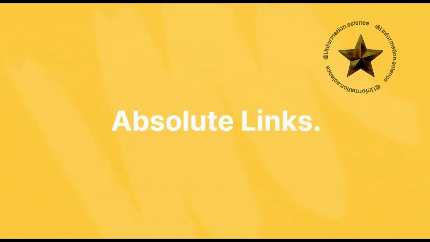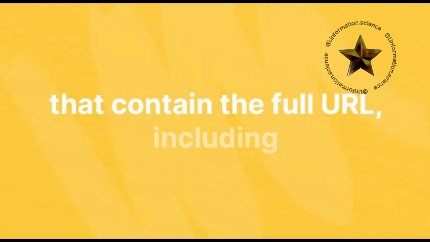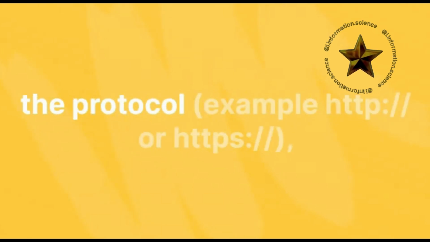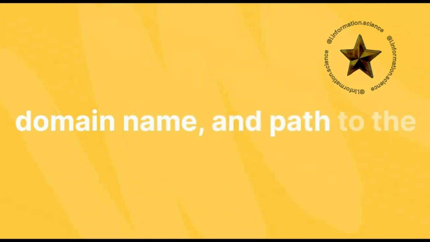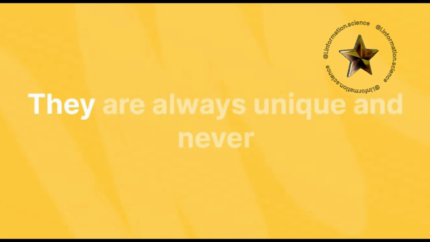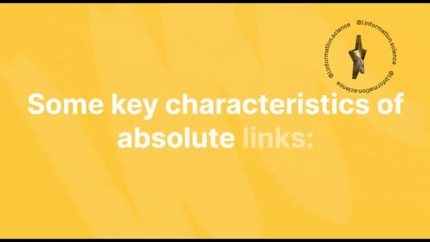Links. Absolute links in HTML are hyperlinks that contain the full URL, including the protocol, for example http:// or https://, the domain name, and the path to the specific page or resource. They are always unique and never change. Some key characteristics of absolute links.